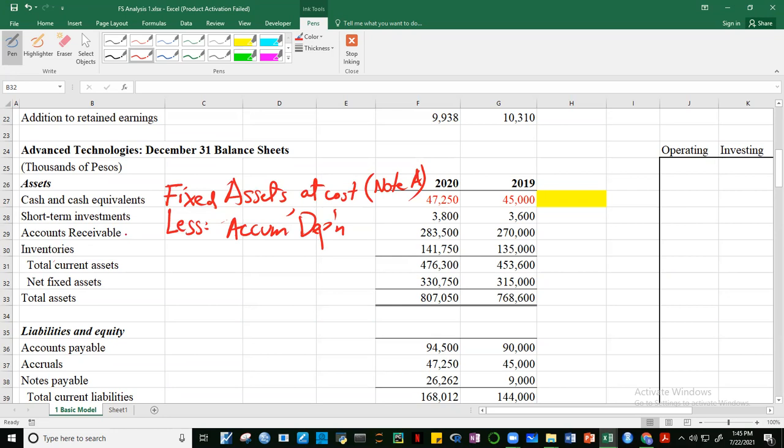Ivan, the doubtful accounts are linked to your receivables. They're under receivables, not under fixed assets. Okay? Accumulated depreciation, fixed assets. So the difference here will be your net fixed assets. Okay? So this is it.